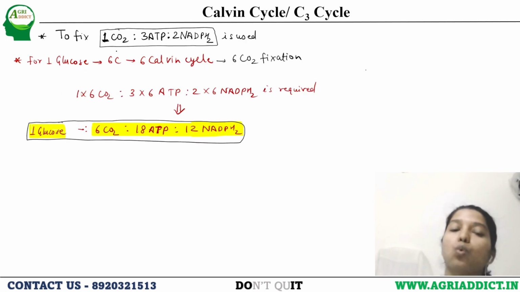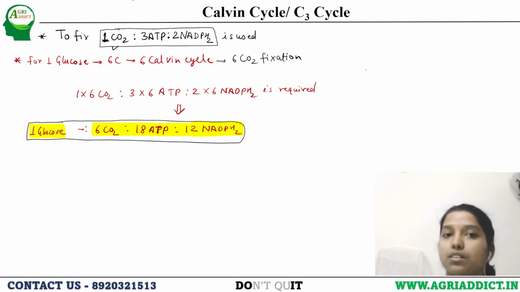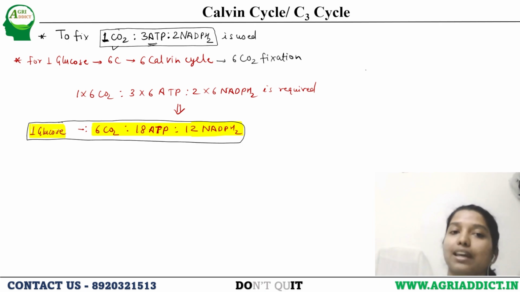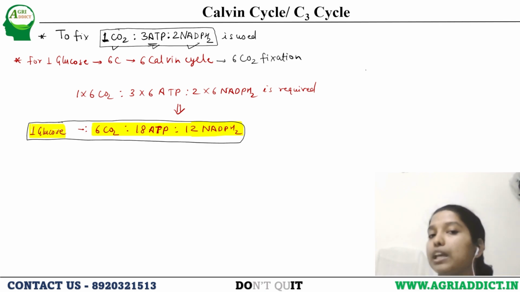Next. To fix one carbon dioxide, 3 ATP and 2 NADPH2 are used. How? See, 2 ATP are used here and 1 ATP is used here. How many ATPs? 3 ATP. And 2 NADPH2 are used. So to fix one carbon dioxide, 3 ATP and 2 NADPH2 are used. One cycle takes place to fix only one carbon dioxide.